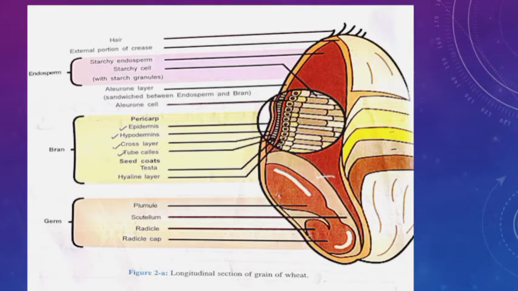Next we come to bran. We know that it is the outermost part. Bran consists of certain things like dietary fiber. It is rich in dietary fiber like cellulose, hemicellulose, pentosans, all this. It also contains iron, calcium.